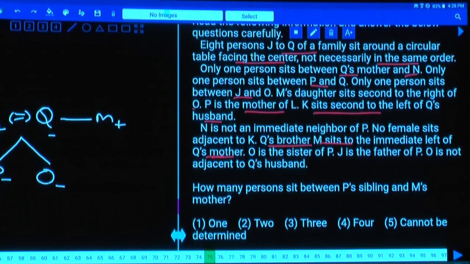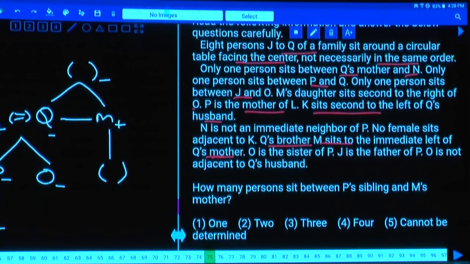1, 2, 3, 4, 5, 6 persons were there. Now we have one more person. What is the other information here? Now this Q and M have a mother. Q is having a mother, that is given. And this person is having a daughter. Who is that person here? M is having a daughter. Isn't it? This is the final.